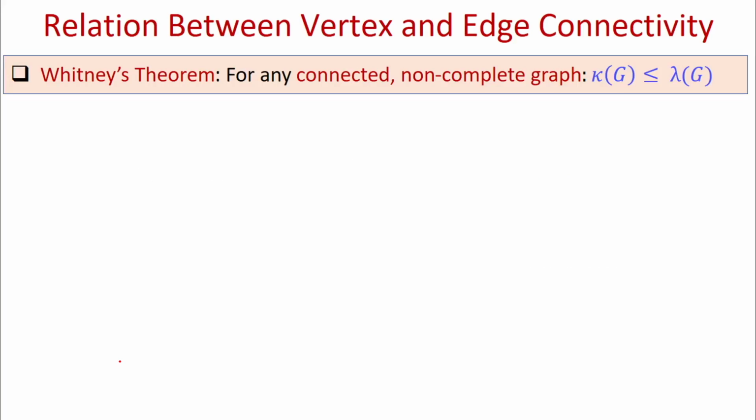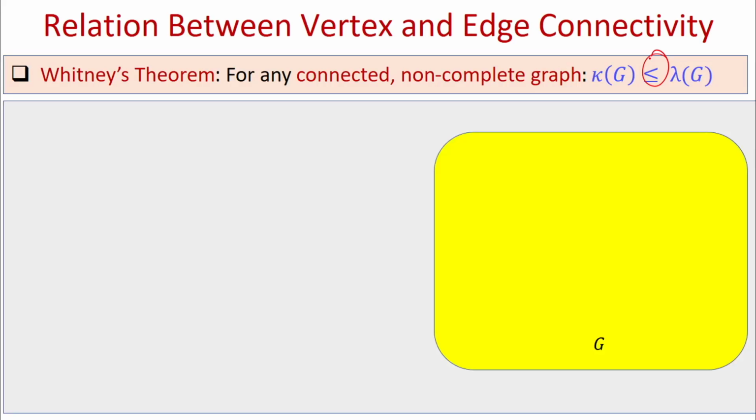Now we want to establish a relationship between the vertex connectivity and edge connectivity. There is a very nice theorem which says that if you take any connected non-complete graph, then the vertex connectivity is always less than or equal to the edge connectivity. Let us prove this. The proof is very simple.